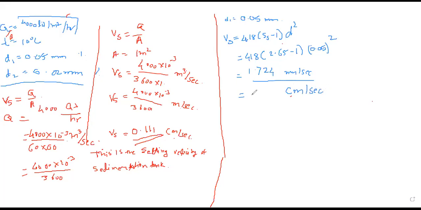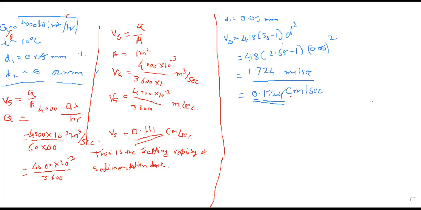Now let me know what is the answer. If it is converted into centimeter per second, it will become 0.1724. If you are writing up to 172, that is also fine. 0.1724 centimeter per second is the settling velocity of the particle whose diameter is 0.05 mm.